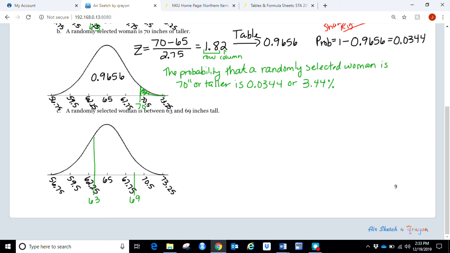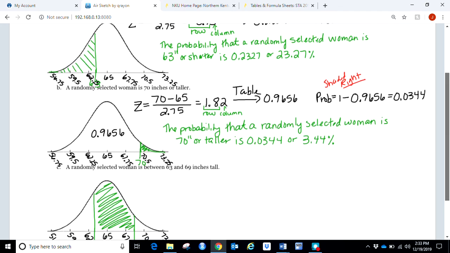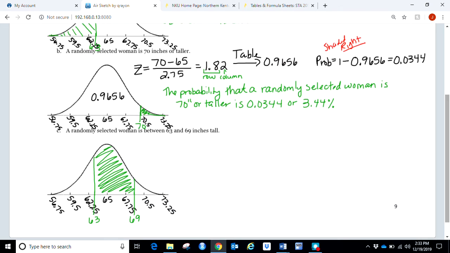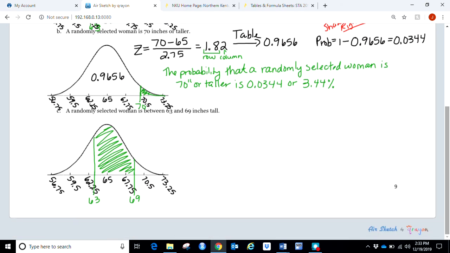And then on this picture, where are we going to shade? Well, it specifically says between these two values, so we're just going to shade between them. Comparing this to the other two problems we've done so far, it's not shaded left or shaded right. So we're going to have to come up with a new rule of how I'm going to do this. But let's go ahead and follow the next process.